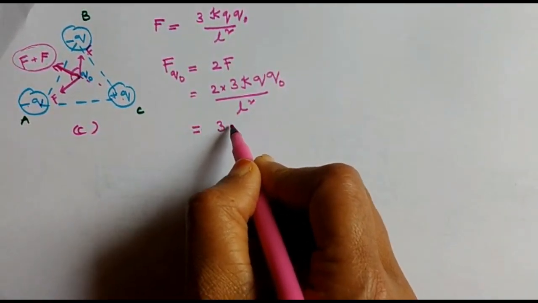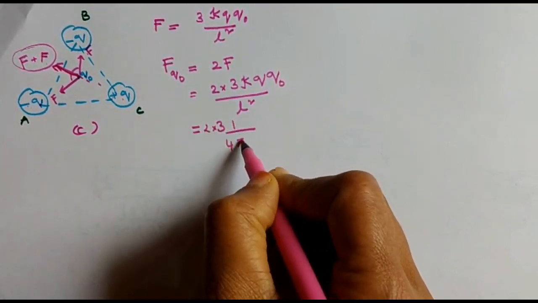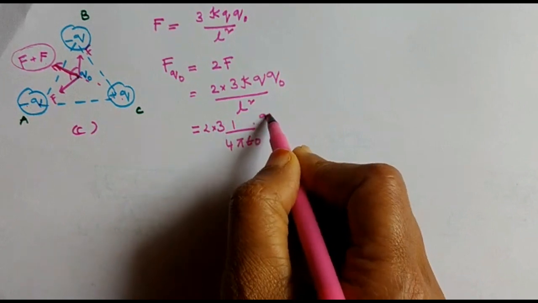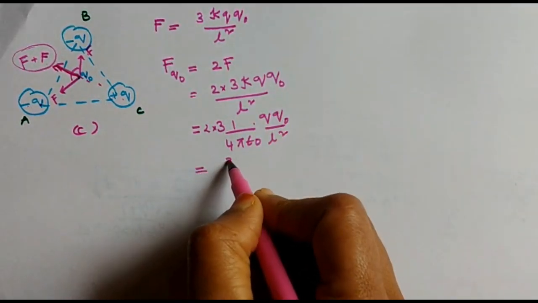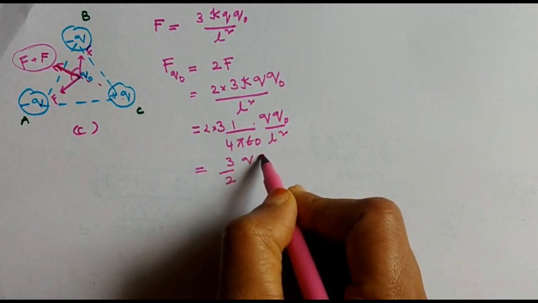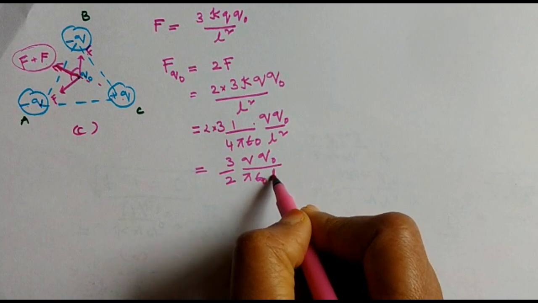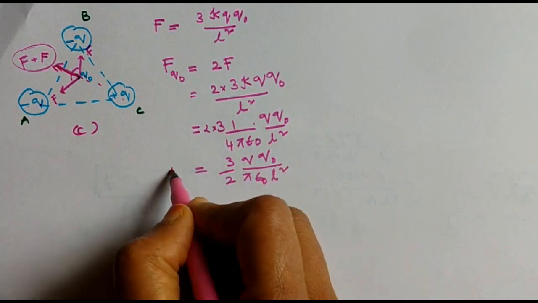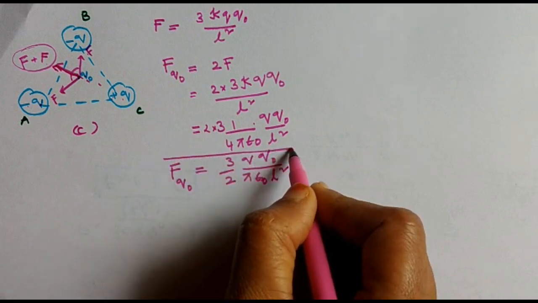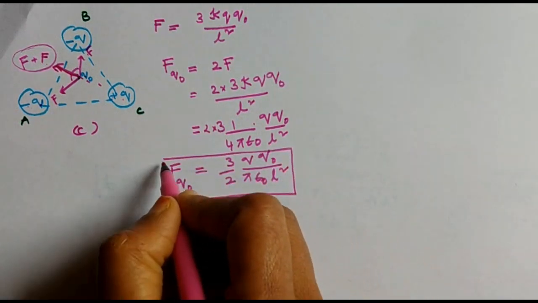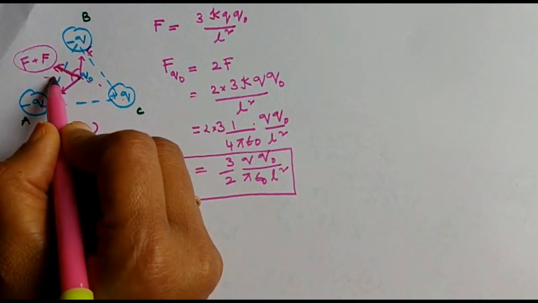So 2 into 3, 1 by 4 pi epsilon naught Q Q0 divided by L square, and that would be 3 by 2 Q Q0 by pi epsilon naught L square. So this would be the answer for the force acting on Q0. Okay, this gives you the magnitude. If you want the direction, you can resolve this force into components and then give.